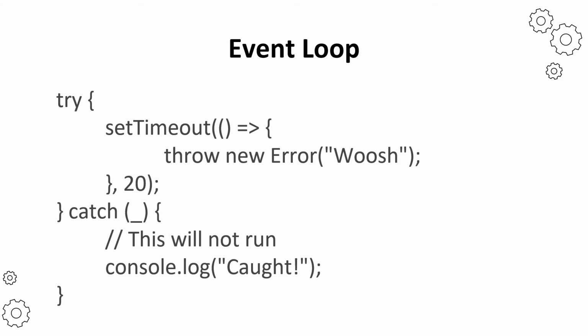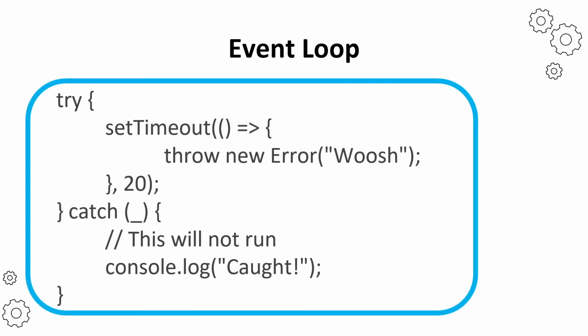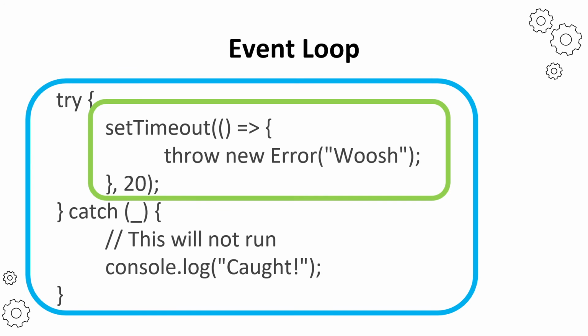We have two stacks here. One contains the try catch statement. The other is created by the callback function in the setTimeout. Since they are in different stacks, the error thrown by the callback won't be caught by the try catch statement.